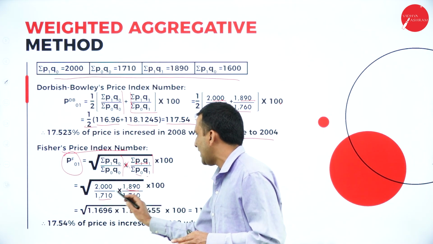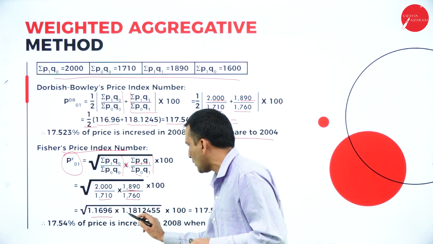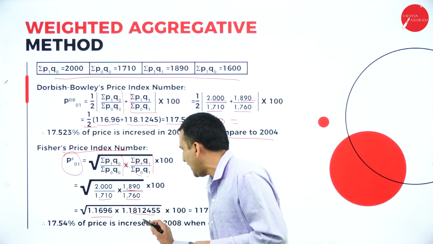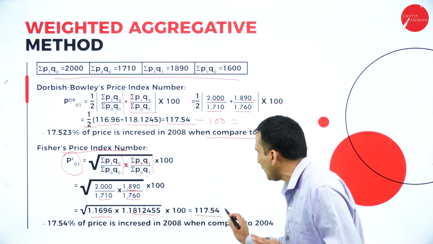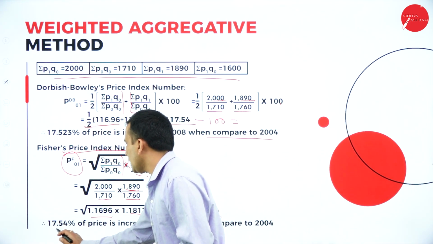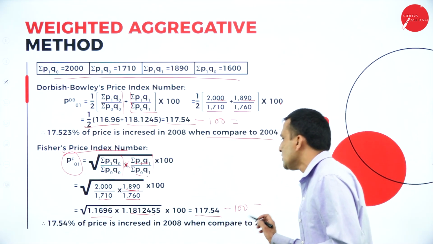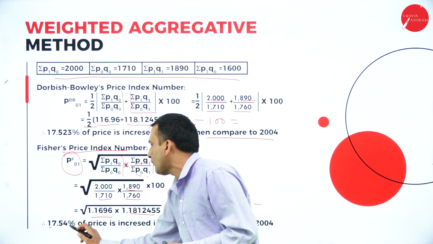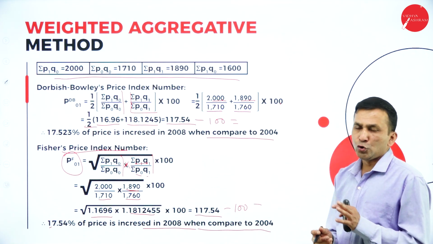Now you have to multiply together. If you divide, you get this one; if you divide this one, you get this. So all together multiplied into 100. Okay, if you remove the square root, you get finally 117.5354. So here you write the comment: 100. Now again you have to subtract the base year 100. So the difference is 17.54%, a price increase in the current year when compared to 2004.